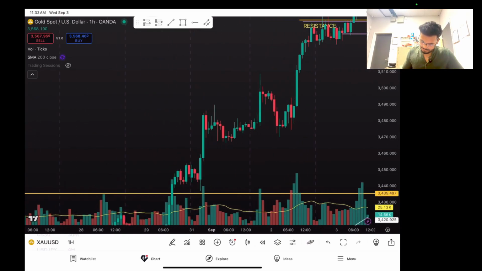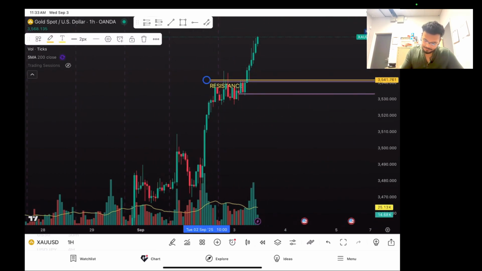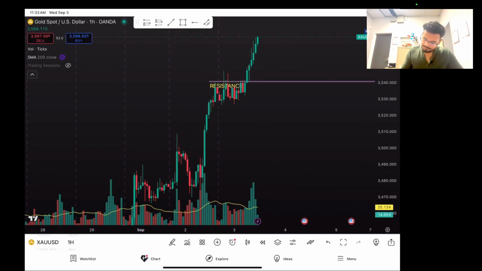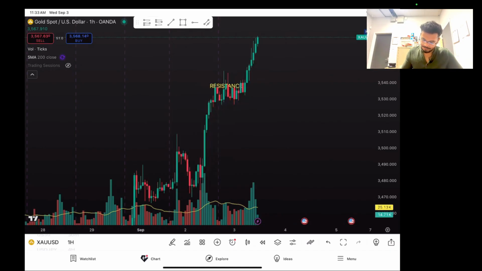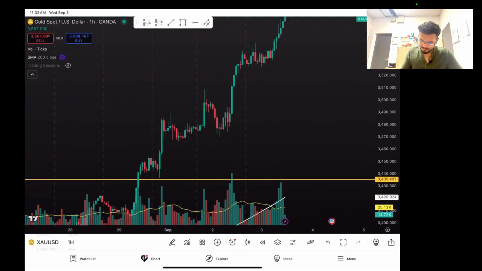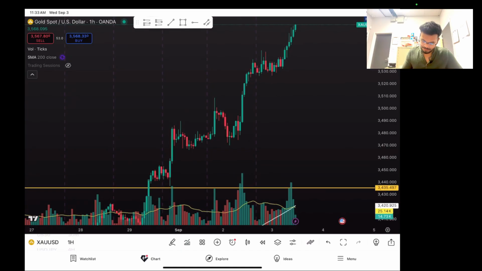Okay, let's make more sense of this. Let me get rid of this. Let's get rid of this. Boom, and this. Okay, as you can clearly see, price is in clear uptrend. Let's take a screenshot of that.